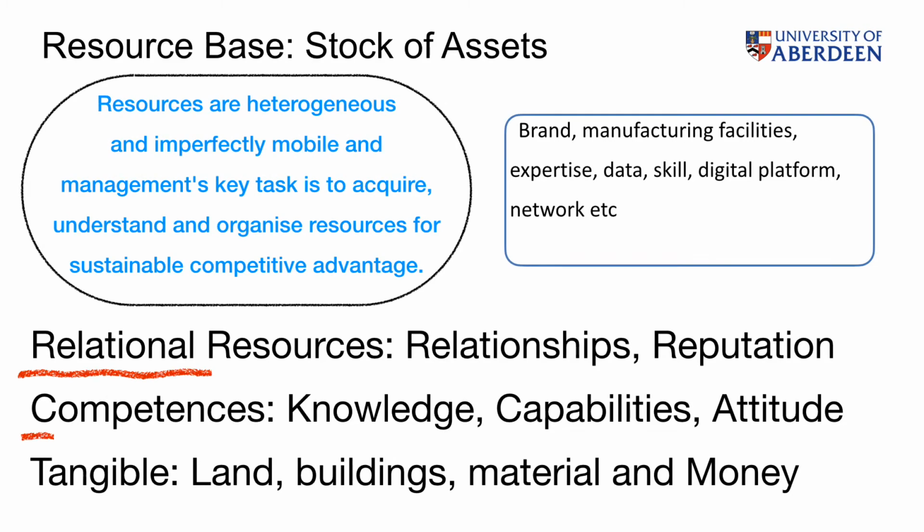Resources in general can be of three types. First, relational resources like relationships or reputation, very important in universities. Another type would be competences like knowledge or capabilities or a specific attitude. And finally, resources can be tangible, like land, building, material, and money. You can also think of intangible resources. Somehow competences and relational resources are intangible resources. And land, buildings, materials, and money are tangible resources.